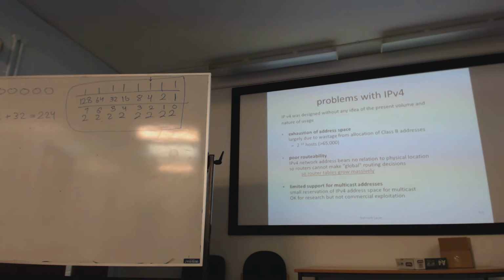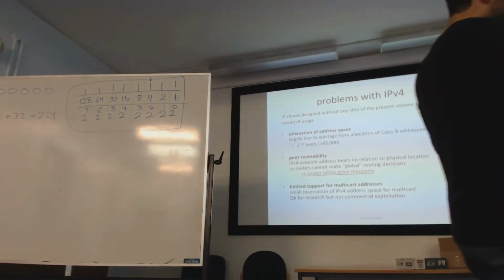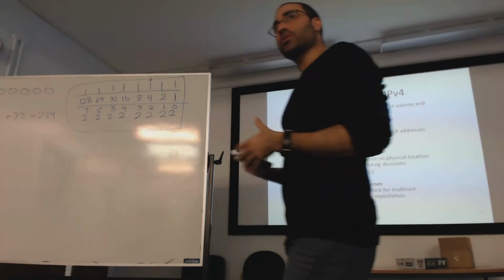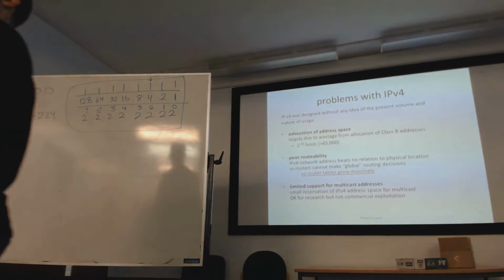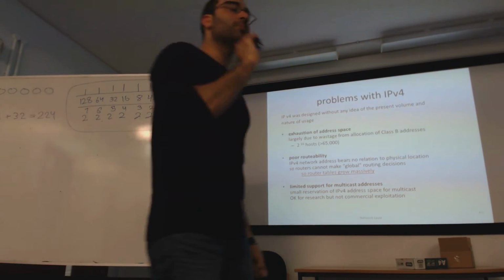So the exhaustion of addresses, largely due to wastage from allocation of Class B addresses, and that's what Class B is, about 65,000 IP addresses. Poor routability. The IP version 4 network address bears no relation to physical locations. That's why we needed the MAC addresses. So there was an issue with the IP addresses being located to a physical address. The routability problems created a large number of tables.